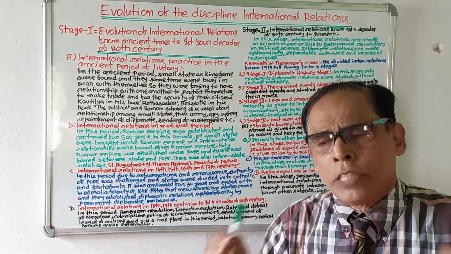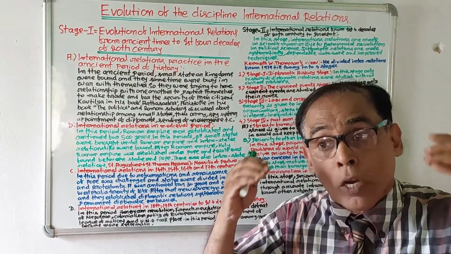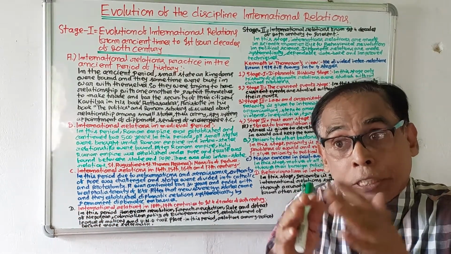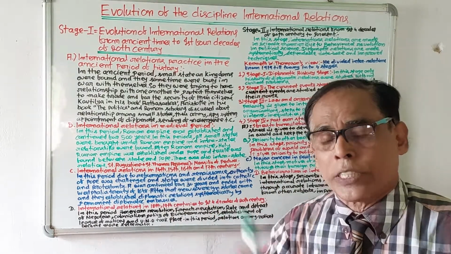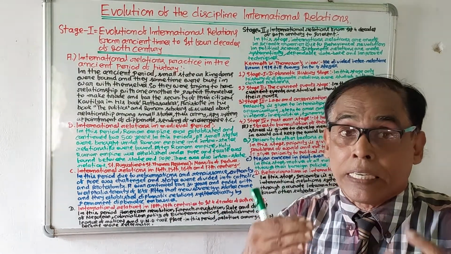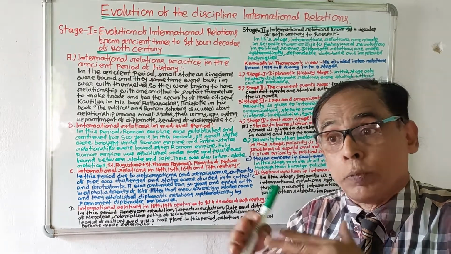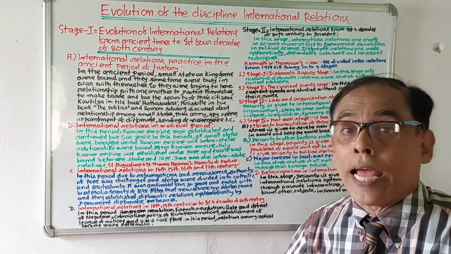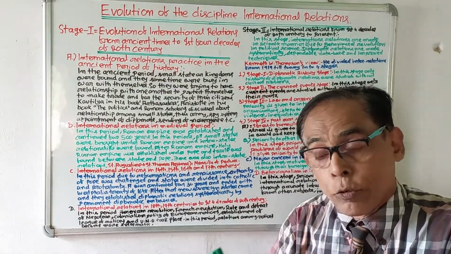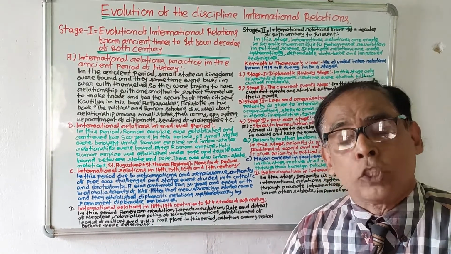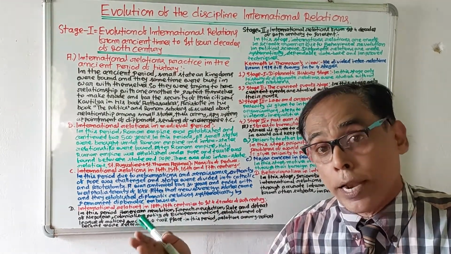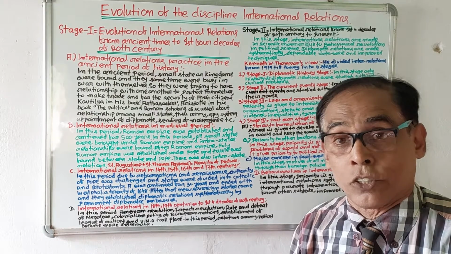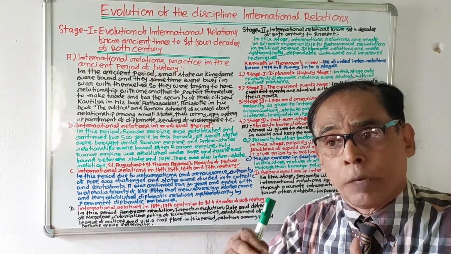Because at that time, these small kingdoms or small states were always at war with one another. So in order to protect themselves from other states, they established relationships with other states so that they would be secure. They were forming alliances and counter alliances. This is the first stage of the development of the international relations subject.